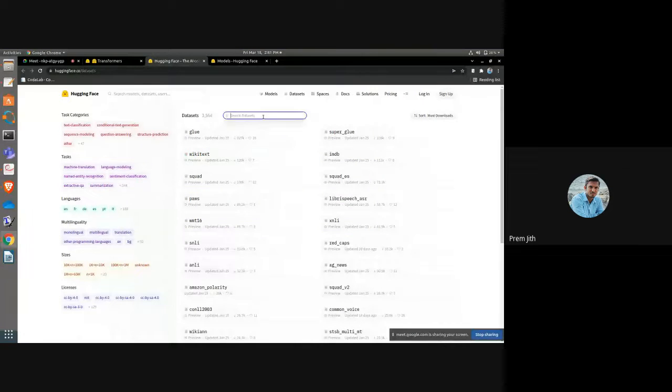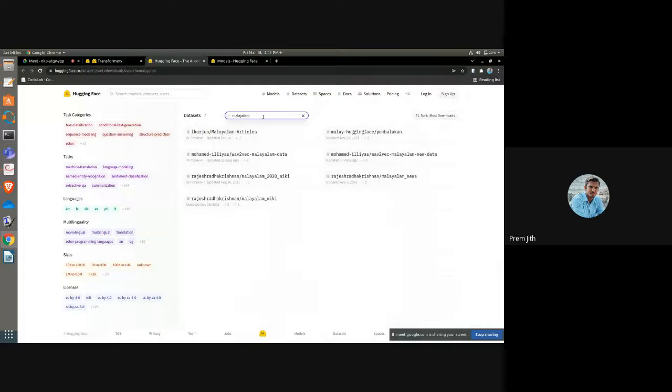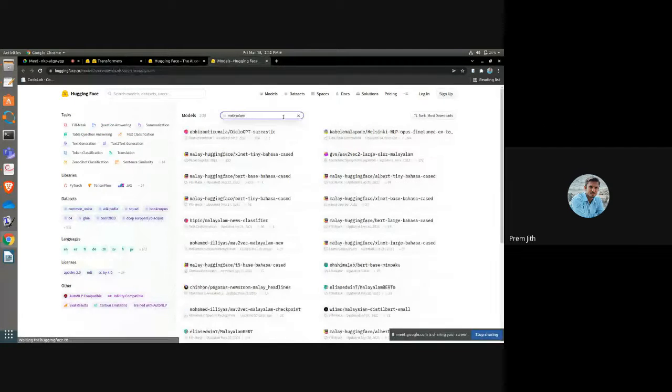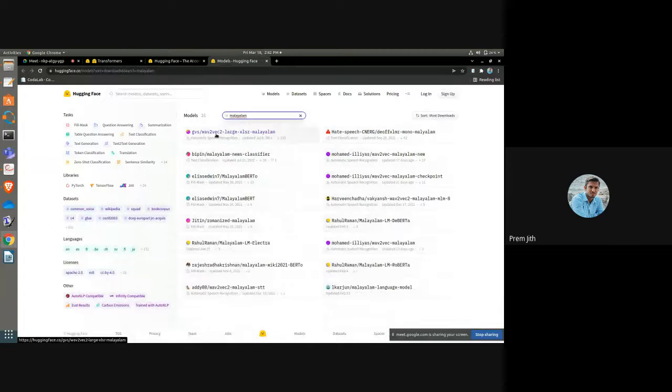If you provide any keyword, like Malayalam articles, basically for speech processing, Malayalam wiki data, Malayalam news data, I think you can download this from GitHub also. And if you search Malayalam, Malayalam models are also there. This is hate speech detection Malayalam data. A lot of models are there also. This is a classification model, Malayalam BERT.